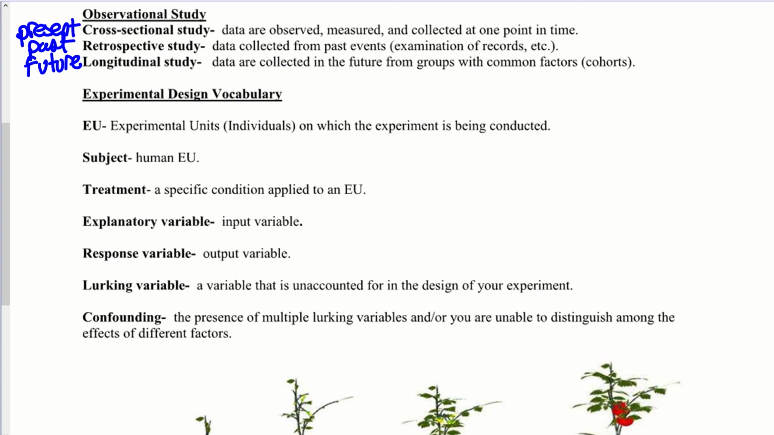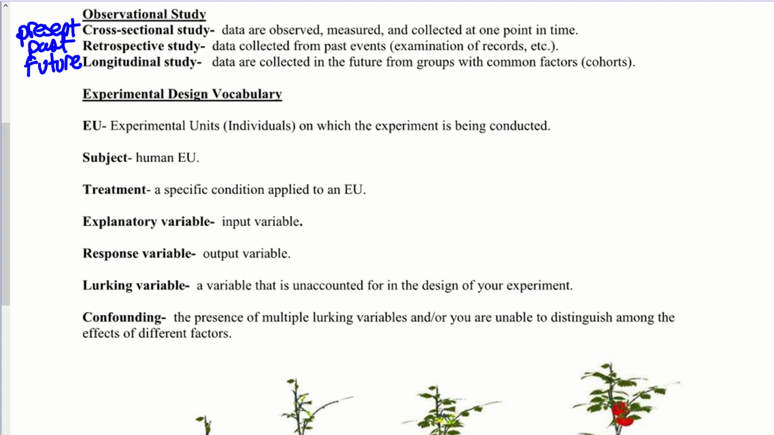So you would not refer to a dog or like an object as being the subject of a study, right? It's specifically related to humans. Experimental units are kind of like the governing body of all of that stuff. So experimental units are pretty much anything that you're conducting an experiment on. The subjects are the humans that are experimental units. The treatment we talked about, explanatory variable is what your input is, and response is what your output is.